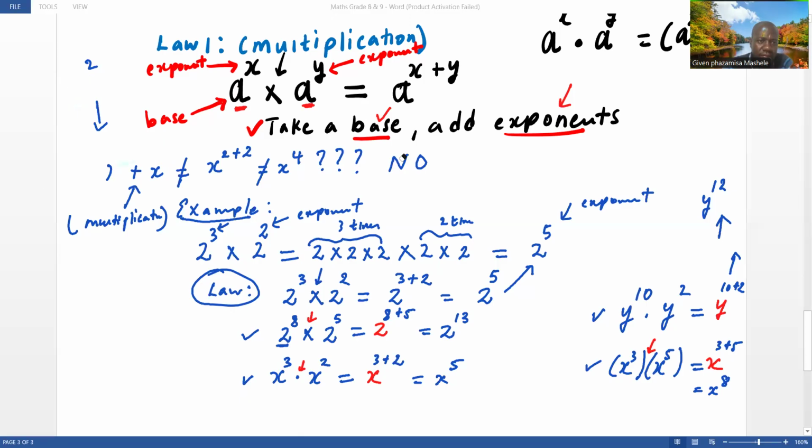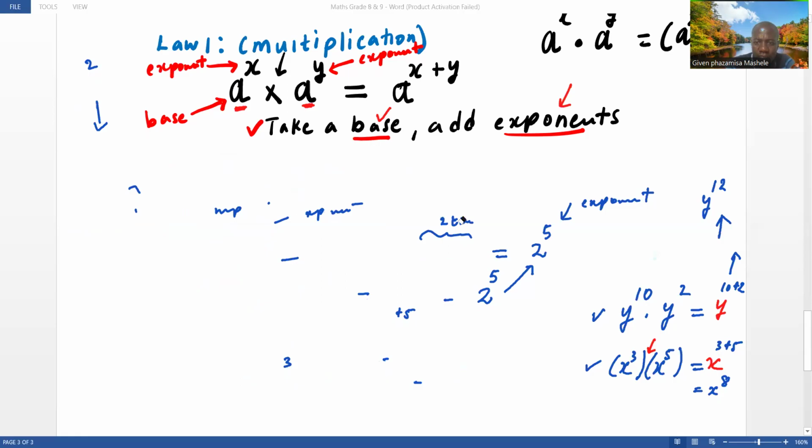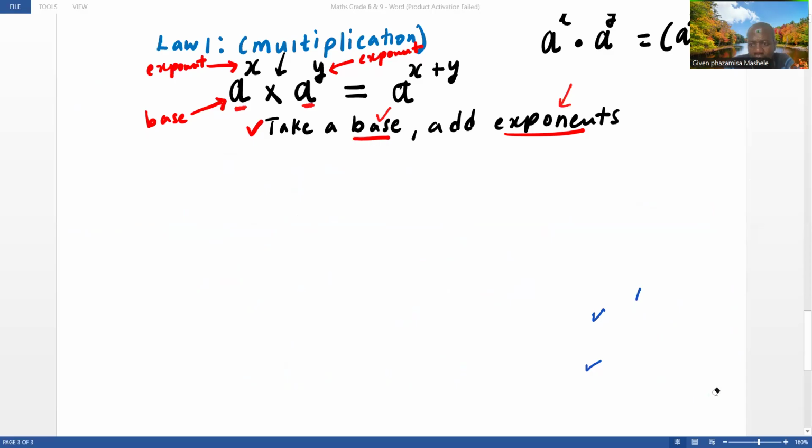So now I want us to move on to the second law. I believe you've seen how we deal with law number 1. When the bases are the same, we take one base and we add the exponents. That's why in mathematics, exponents are very important. Where we see a pair of brackets, usually there's a multiplication between, or a dot or a cross. It's just representing multiplication.